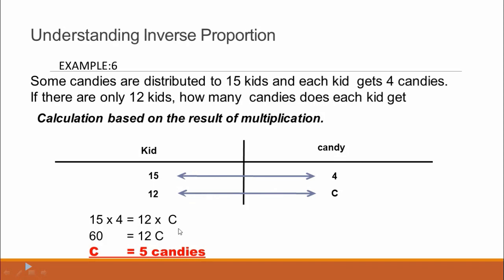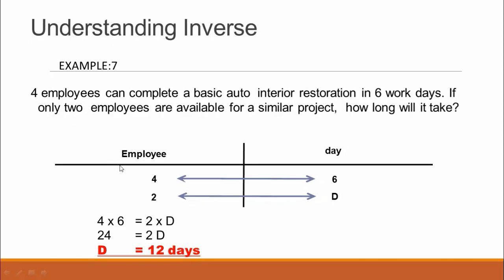Now another example: 4 employees can complete a basic auto interior restoration in 6 work days. If only 2 employees are available for a similar project, how long will it take? In this example, we obtain the employees quantity first. In the first sentence there are 4 employees, and in the second sentence there are 2 employees.